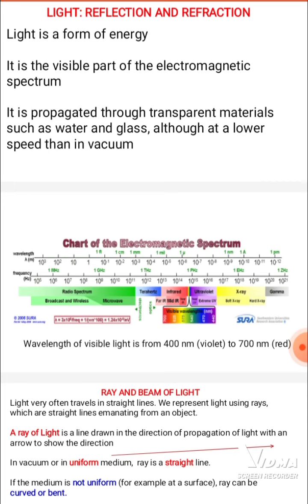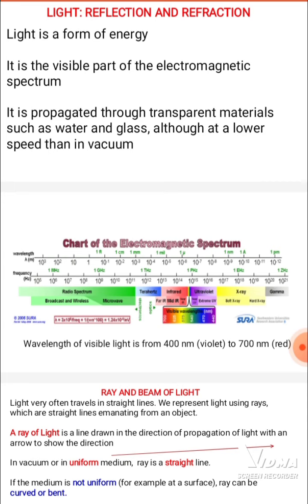When you are talking of light, you can have red light or violet light. Sorry, for violet light, the wavelength is about 400 nanometers, and for red light, it is about 700 nanometers. Light can propagate through materials such as water, glass, and of course it can also pass through a vacuum.